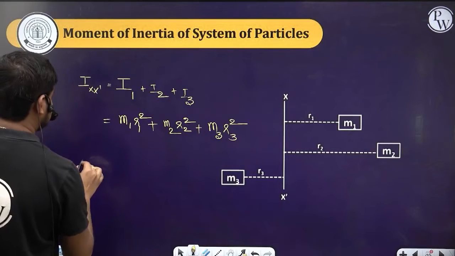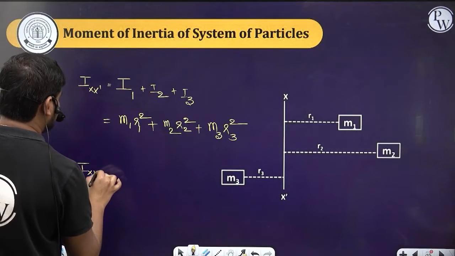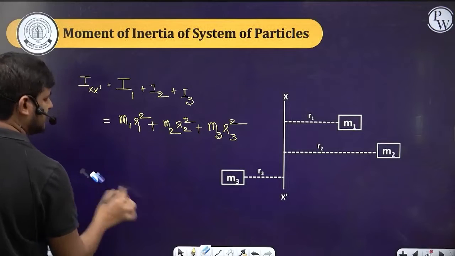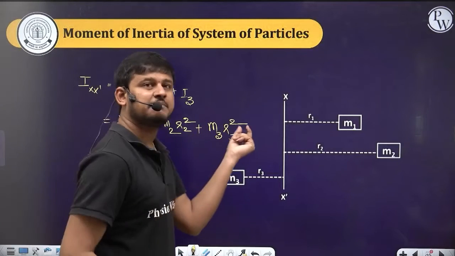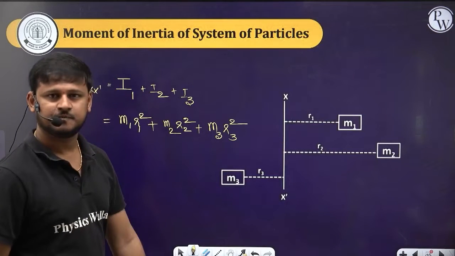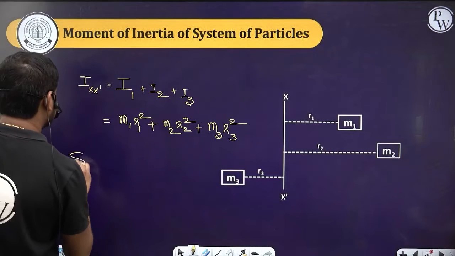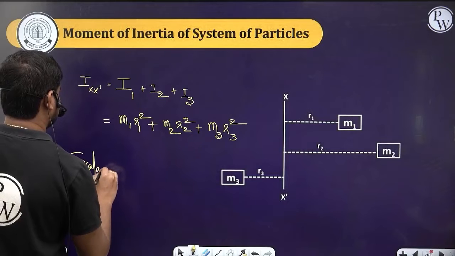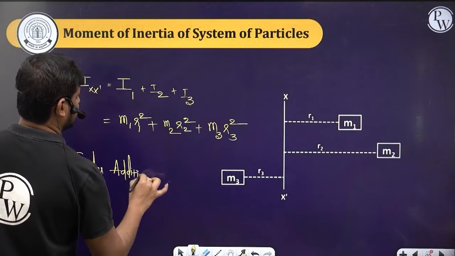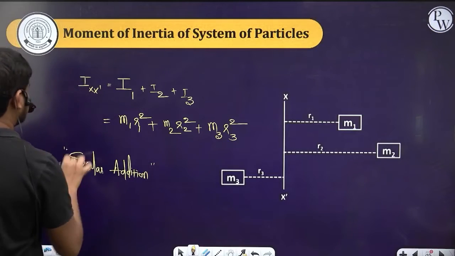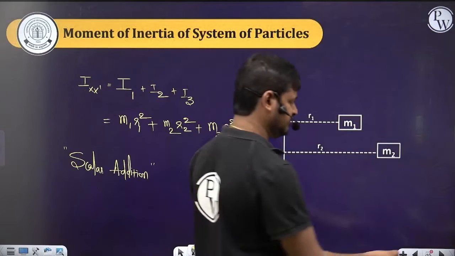Right? So this is the total moment of inertia. If any other masses are there, you can just add them up. If there are n masses, plus till mn rn square, that's it. Because this is simply a scalar quantity, it's a scalar addition you can take. Clear, guys? Understood? Simple part.